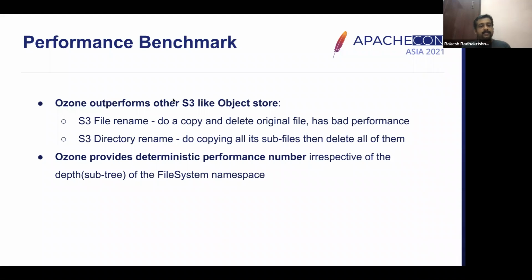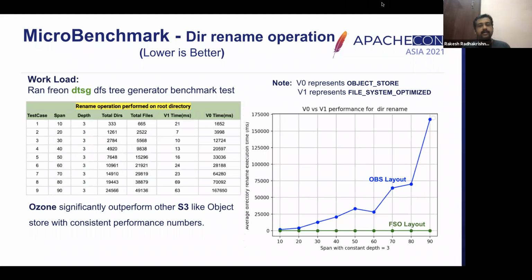So in what we saw in our performance benchmark, we have outperformed the S3 like object store, and mostly we have seen that we have a deterministic performance number, even when there are millions of subdirectories and subfiles in the system. And we have done a couple of micro benchmarks using the famous Freon Ozone tool. So here the tool will create n number of directories and n number of total files in the system.